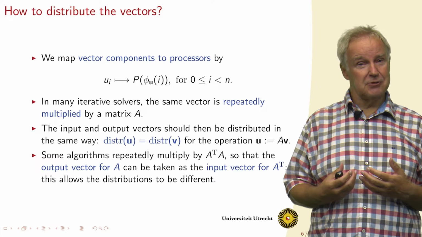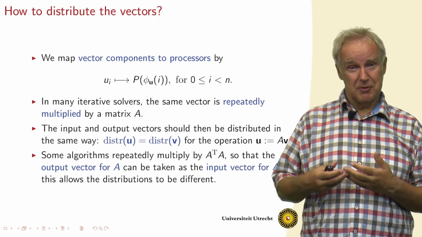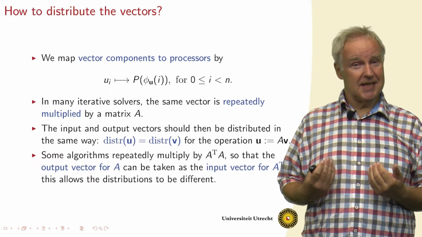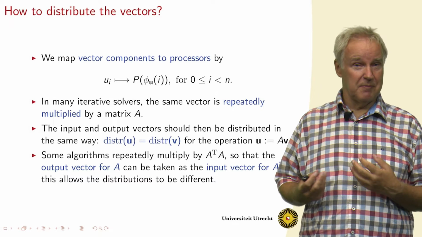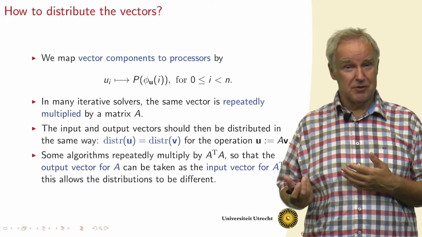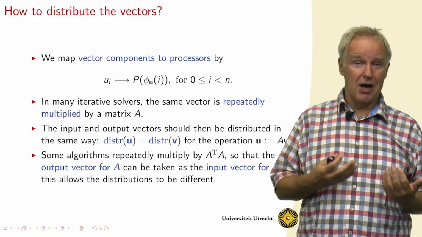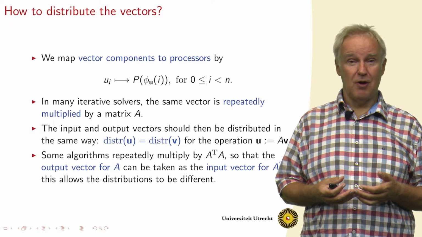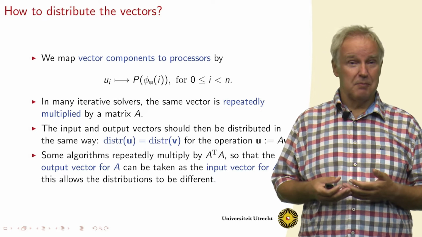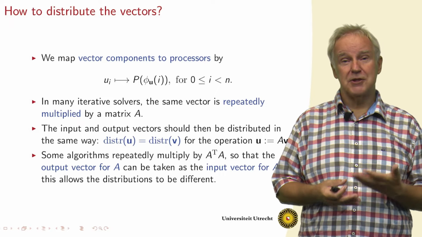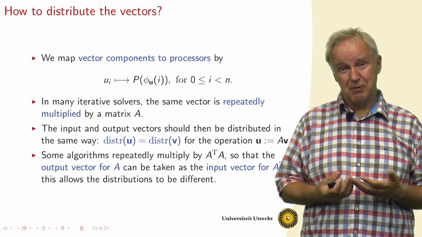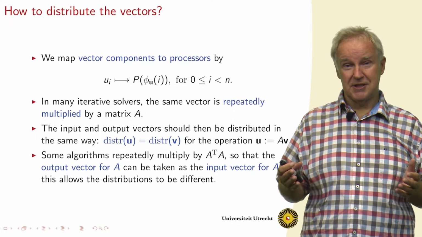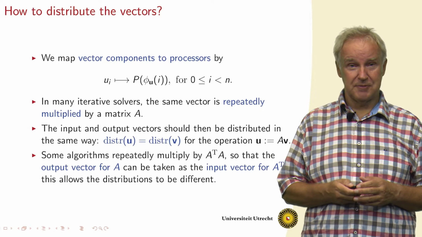On the other hand, there are algorithms that multiply first by A, then by A transposed, and then it is convenient, and you have the freedom to have an input distribution for U, output distribution, and they need not be the same, because the output of A times V becomes the input for the transposed algorithm. And the transposed algorithm basically does all the operations in the reverse order. So this is a nice chaining of the operations.